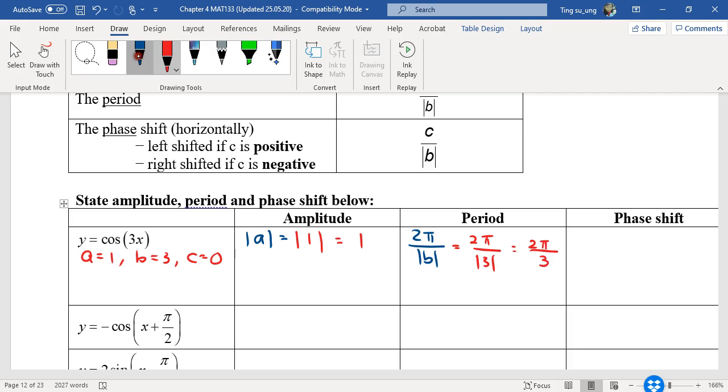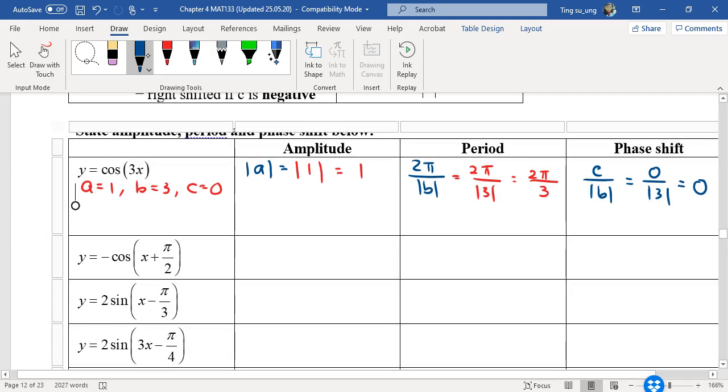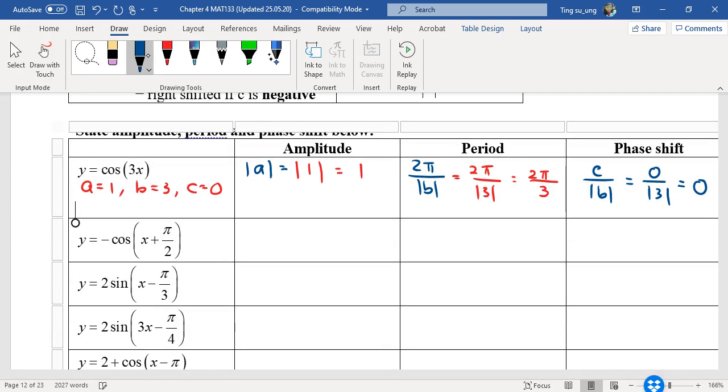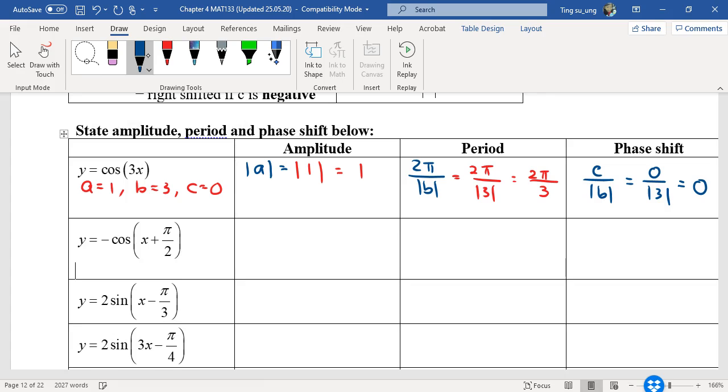So coming up next, phase shift. So you have c over absolute b. Since your c is 0, that's why your answer is 0. I hope you understand. It's very clear, right? So let us proceed with the second one.